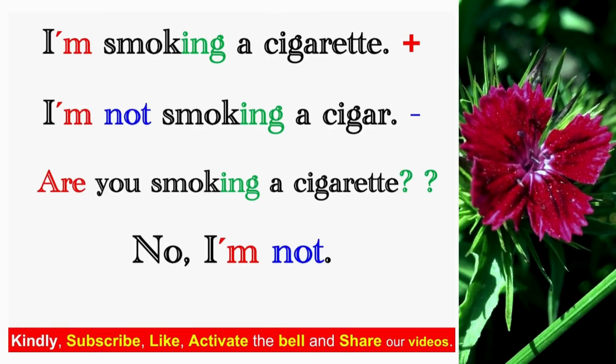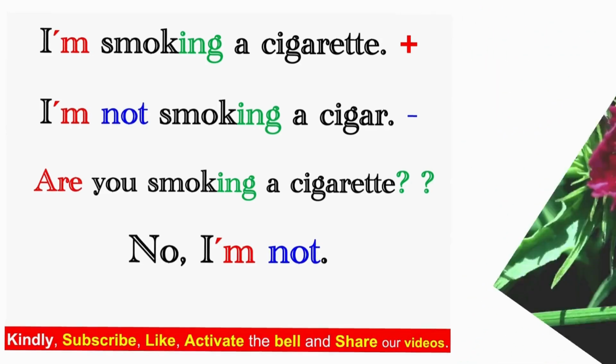I am smoking a cigarette. I am not smoking a cigar. Are you smoking a cigarette? No, I am not. Let's repeat these examples. I am smoking a cigarette. I am not smoking a cigar. Are you smoking a cigarette? No, I am not.